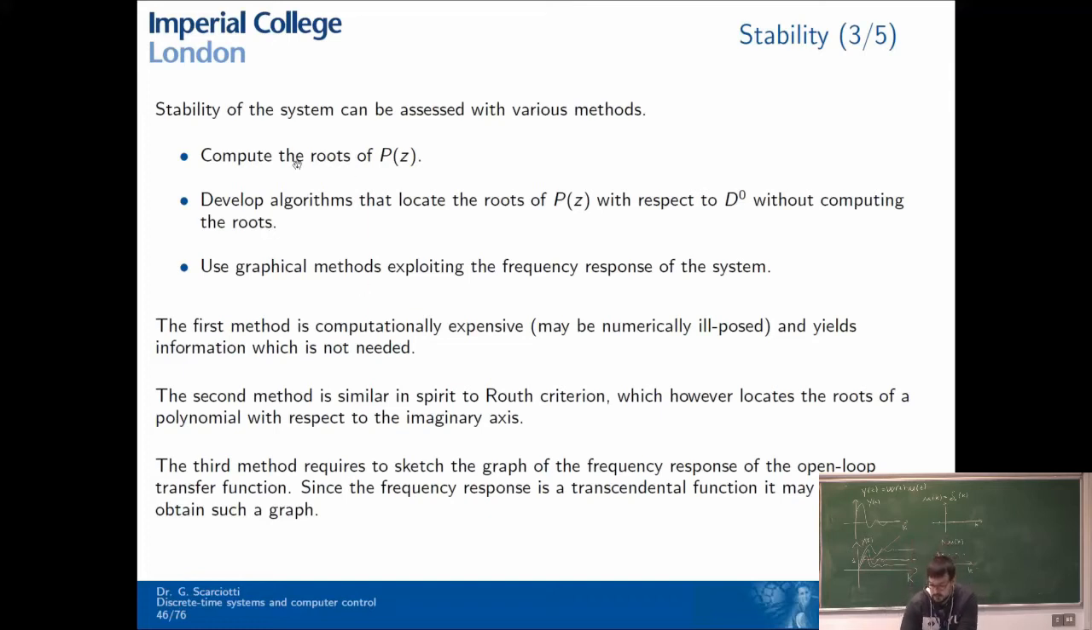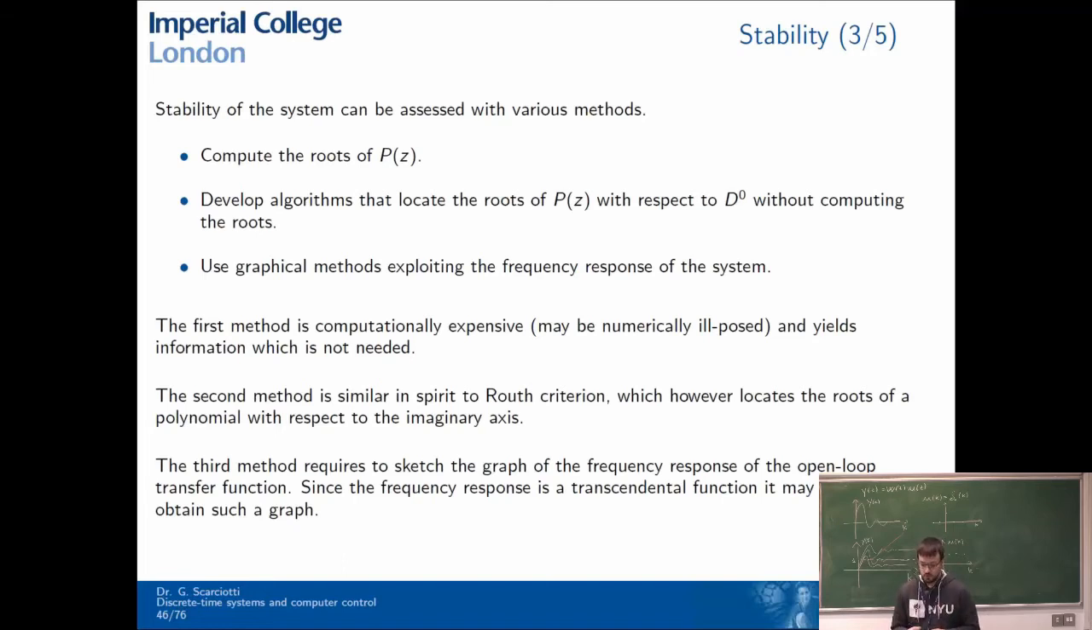The first method, the computation of the roots of p of z, is computationally expensive. It is obviously difficult to compute the roots of a large polynomial. If you have to do it by hand, it's extremely difficult. But also, if you do it using a computer, there will be numerical errors. Much easier instead is to assess if the roots are inside or outside the unit circle. This obviously requires a criterion similar to the Routh criterion that is developed for continuous time systems. You should already know the Routh criterion. Everything that comes from continuous time is something that you should already know.